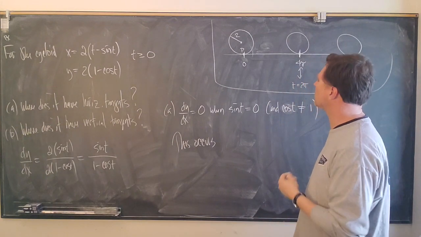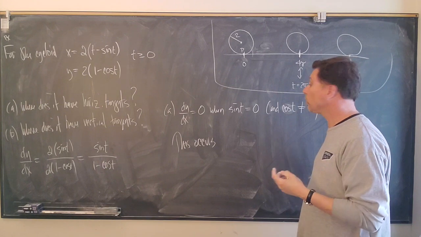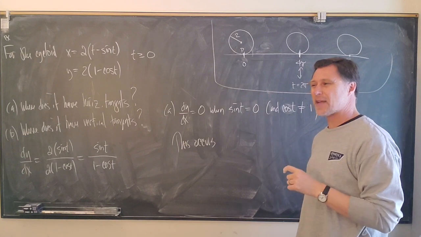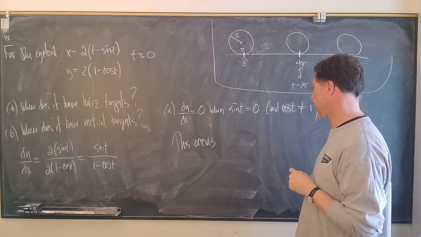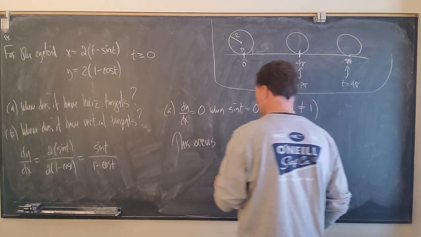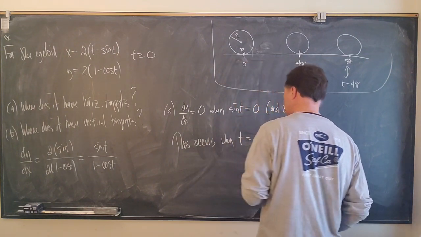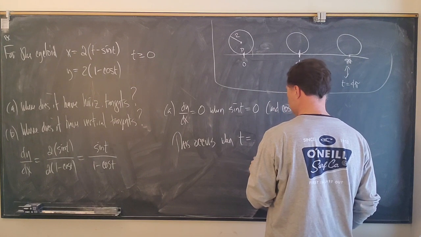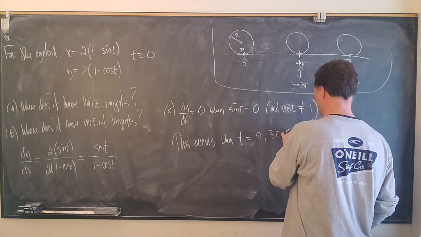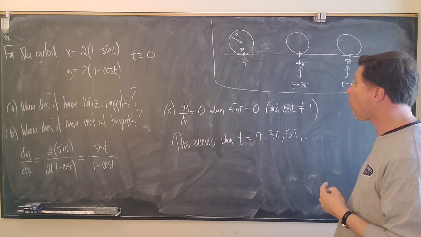The sine is equal to 0 at all multiples of pi, right? But the cosine is equal to 1 at the even multiples of pi. So what we want to do is look at the odd multiples of pi. So this occurs when t is an odd multiple of pi. So that would be, let's say, pi, 3 pi, 5 pi, and so on. Right? So we get horizontal tangents then.